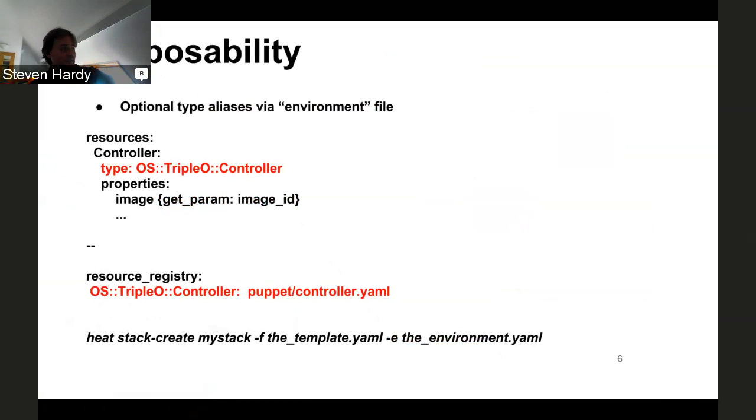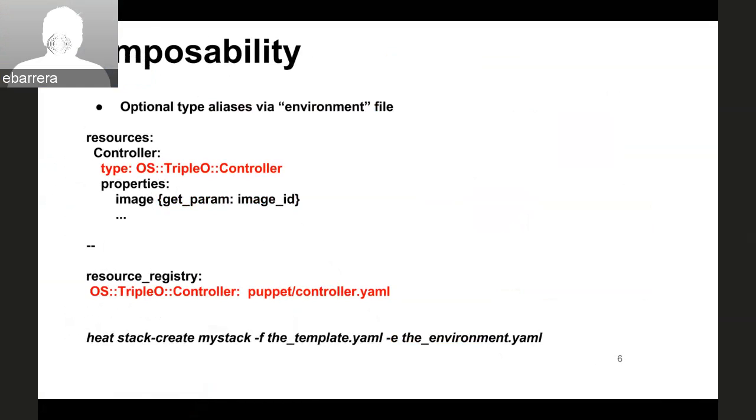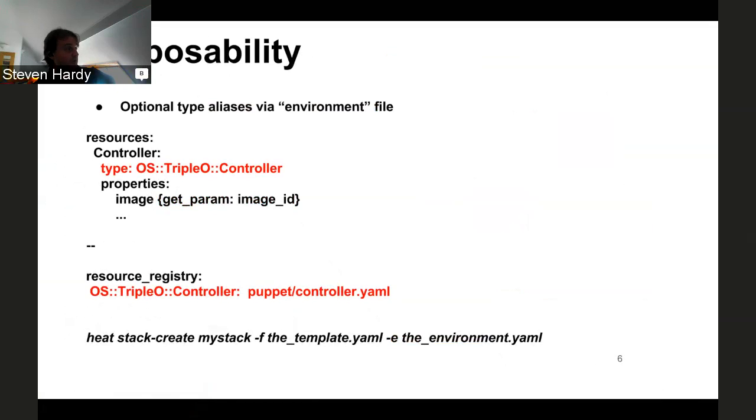There's a symmetry there where if you define parameters inside your nested template, then you pass data to those parameters, typically via properties passed to the type in the parent resource. Or, as you'll see in a lot of the tripleo templates, you can also pass them directly via parameter defaults in the environment file. We'll talk about that a bit more later. But the key takeaway is we make heavy use of this resource registry abstraction within the tripleo templates.